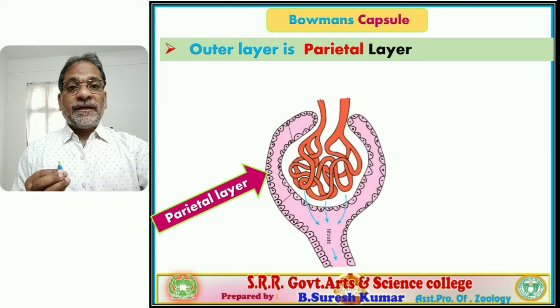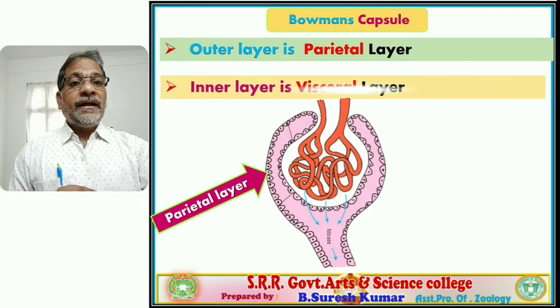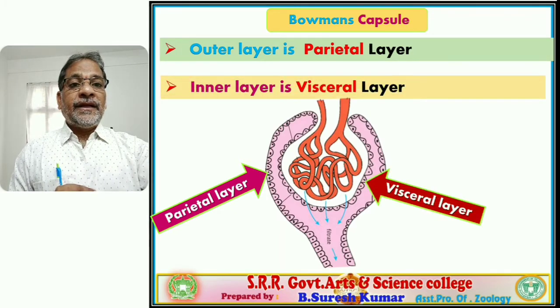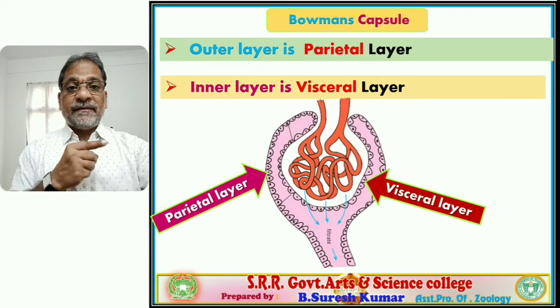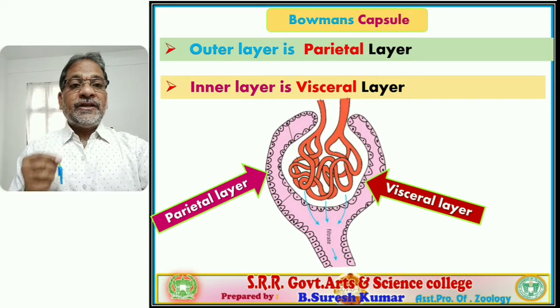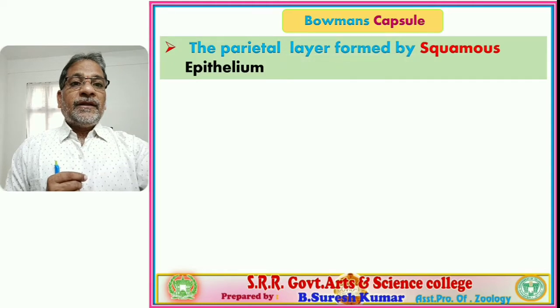Already I told you it is a double layered cup-like structure. The wall of Bowman's capsule includes two layers. The outer layer is called parietal layer. The inner layer is called visceral layer. You observe the visceral layer is produced by invagination. Followed? So due to the invagination, the visceral layer is established. Okay, clear? Right, the Bowman's capsule.